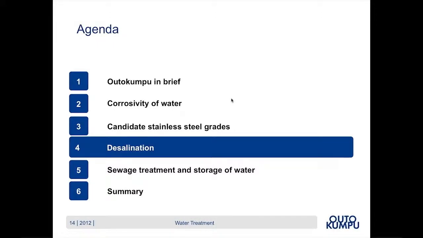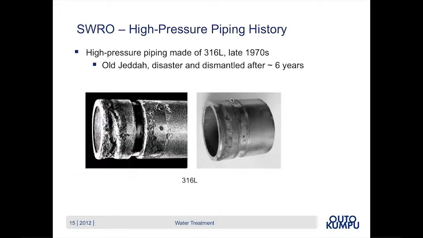So turning now to some specific cases starting in desalination, both the good and, I have to say, the not so good. Looking at this slide, we can see an example of some high-pressure piping made from 316L. The image on the left shows a pipe that was taken out of service from the old Jeddah plant after just 6 years, and the image on the right from a similar plant in Australia. The takeaway here is that a combination of seawater and 316L was not successful.